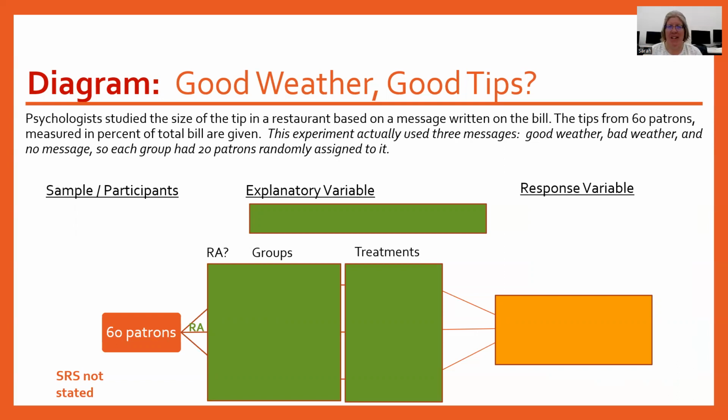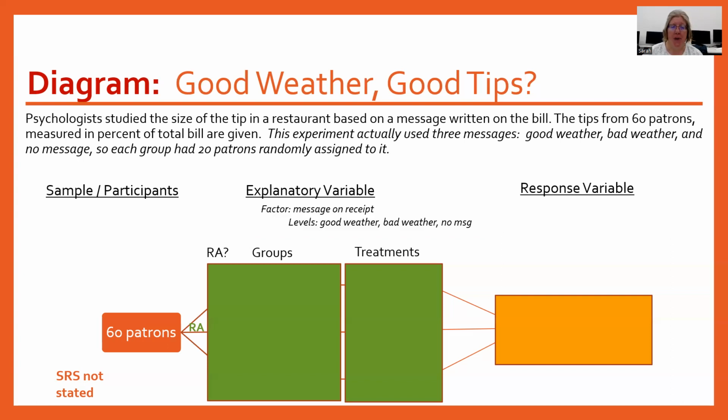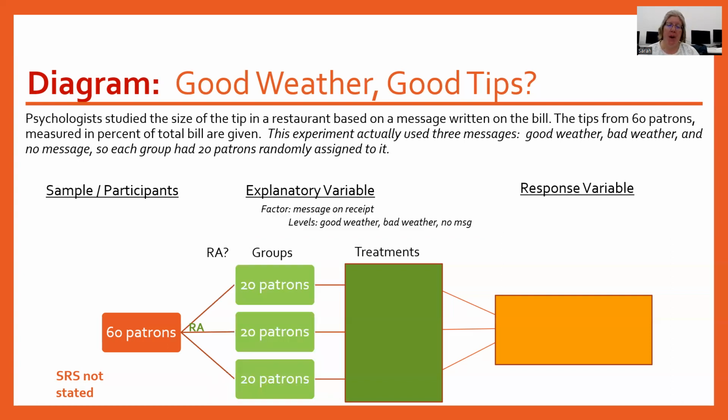All right, so hopefully you gave that a try. Let's go ahead and go through that and make sure we're familiar with stuff as we prepare for the final exam. This experiment started out with 60 patrons or participants. It was not a random sample, that wasn't stated anywhere in there. Then they took those 60 people and randomly assigned them to one of 3 groups. That means each group had 20 patrons in it.